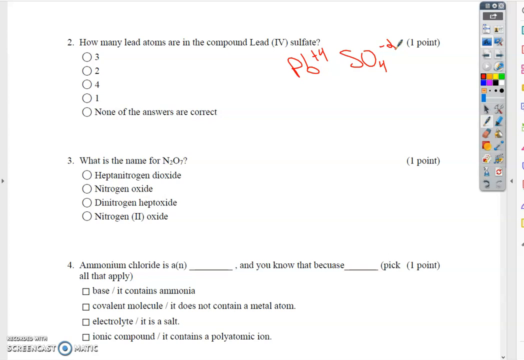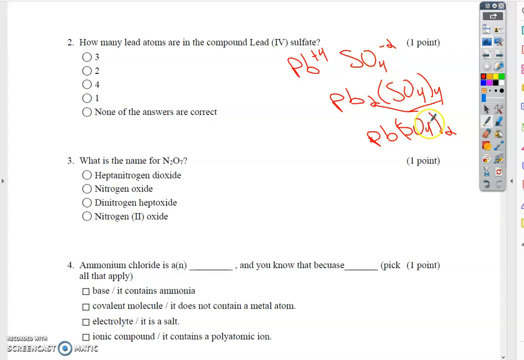So since this is ionic, what we're going to do is crisscross the oxidation numbers. The reason why we do that is because ionic compounds should end up electrically neutral. The positives and negatives should balance each other out. So now when you're looking at this, though, you have a 2 with the lead, a 4 with the sulfate. You can reduce that 2 and that 4, and you get Pb(SO4)2.